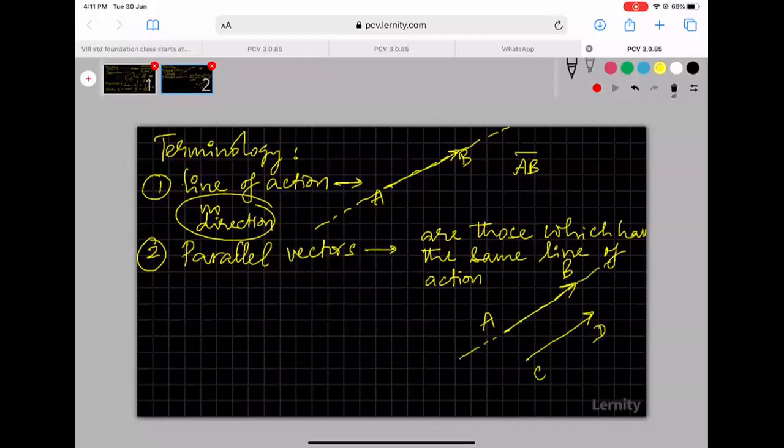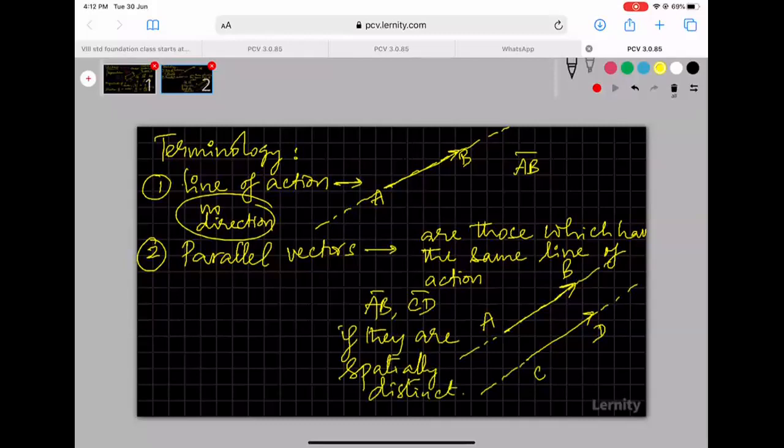The lines may seem to be different. The lines will be different only if AB bar vector and CD bar vector are spatially distinct. What do we mean by spatially distinct? If two vectors are in the same direction, yet not acting at the same point, they don't have the same initial point, but they are pointing in the same direction, then you say the two vectors are spatially distinct vectors. They may be parallel, but they are spatially distinct vectors.